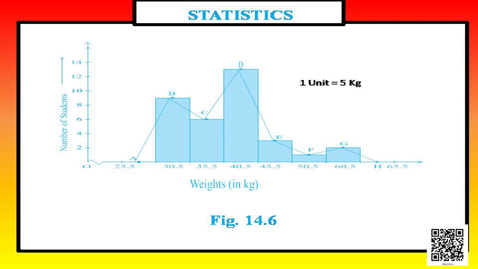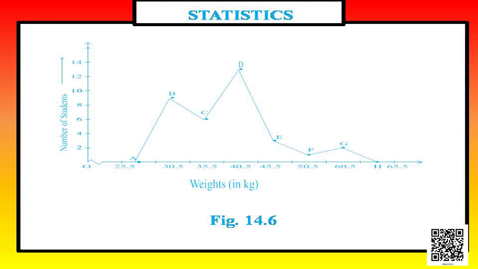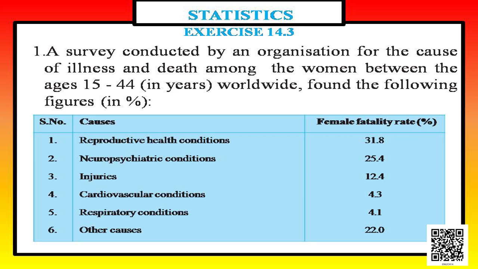And now we join all these points, that is A, B, C, D, E, F, G and H. After joining these points, we rub out the part which was drawn as a histogram. We are left with the straight lines joining the middle points of all the bars. This is called your frequency polygon. I hope it is clear to you all. So students, there are some more examples in the book which are of a similar type, so I hope you can do them yourself. Let us move to the exercises now.